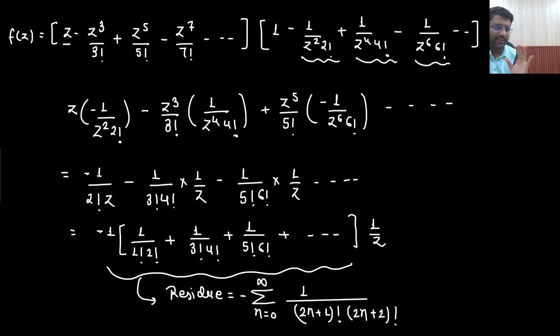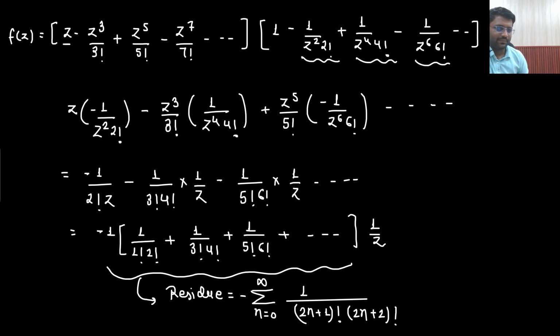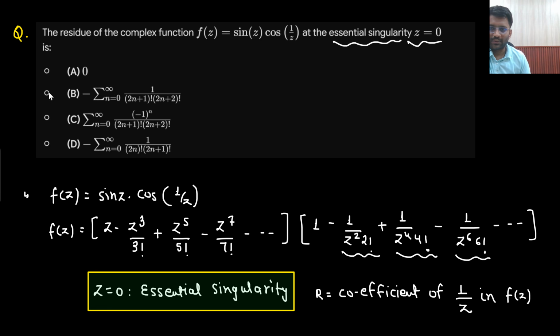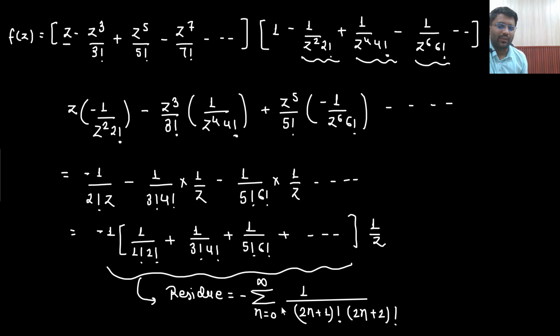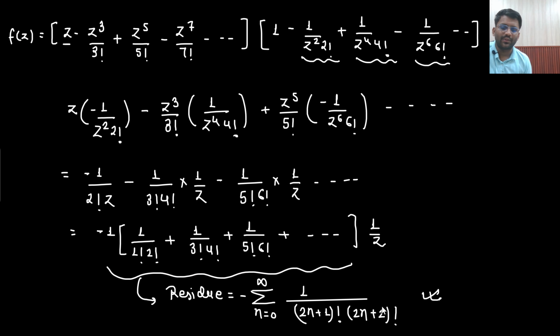I hope this much mathematics is clear to you. I just wrote down this expression in this way. Say yes or no. So minus sign outside, and this is the answer that we are getting, which is option B. Minus sign outside, 1 upon 2n plus 1 factorial, 2n plus 2 factorial, and so on. Understandable? Everything clear? This is your residue at z equals to 0.